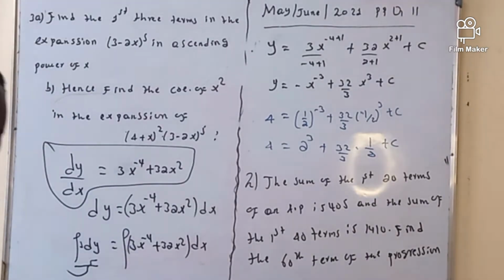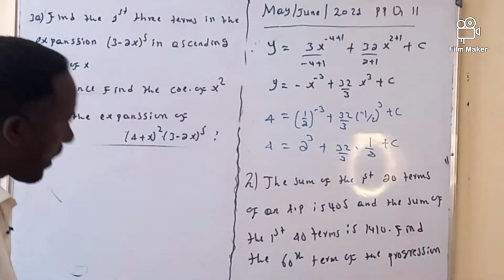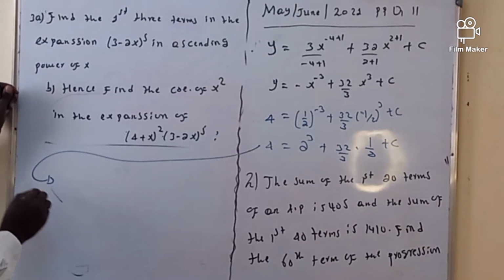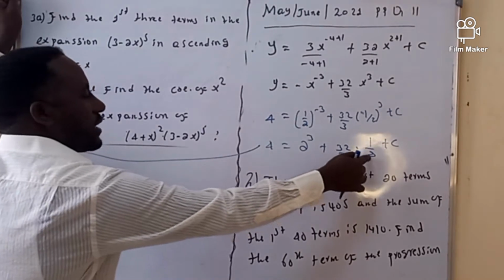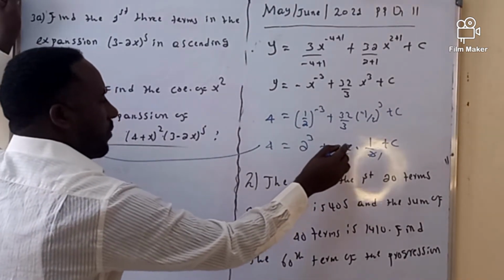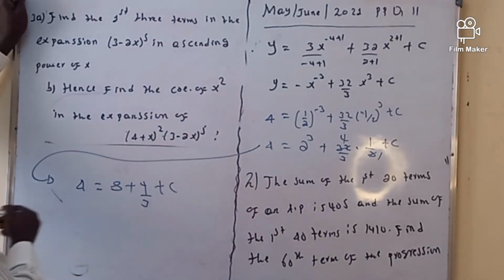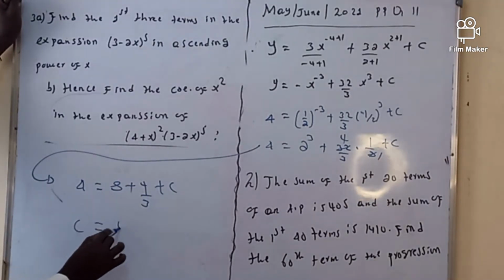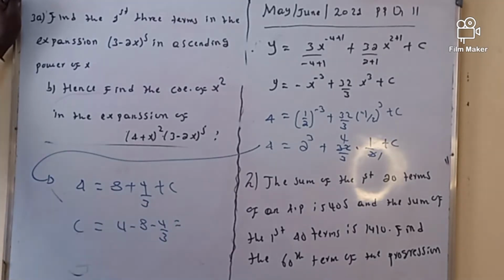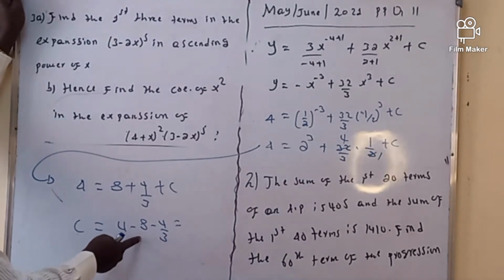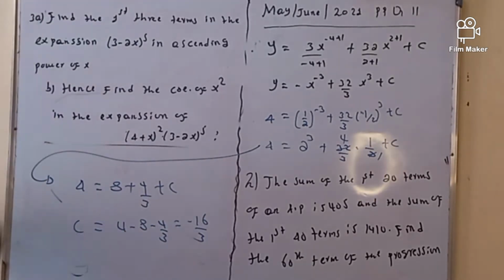Now when we are solving this problem, let's bring the equation here. This is exactly 4, which is equal to 8 plus 32/3 times 1/8, which is 4/3, plus c. Then move this to the right. c will be 4 minus 8 minus 4/3, so the value for c will be negative 4 minus 4/3, which is negative 16/3.